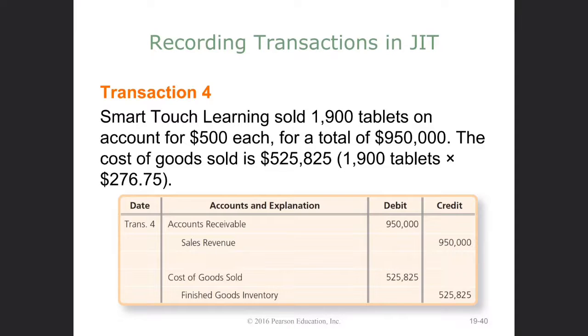We sold the 1,900 tablets on account, so we're going to have an accounts receivable. So we're going to debit our accounts receivable account for $950,000. We're going to credit our sales revenue account for $950,000. For our cost of goods sold, to record the cost, we're going to debit our cost of goods sold account for $525,825, and we're going to credit our finished goods inventory for the same.